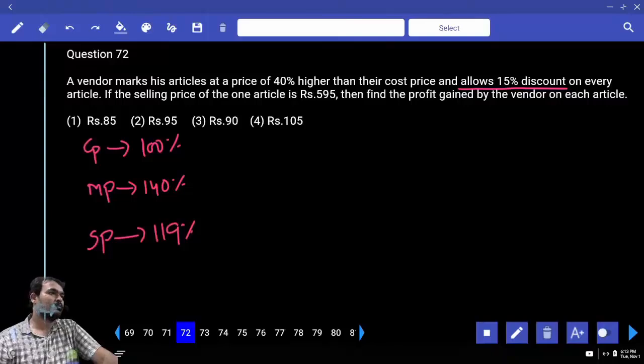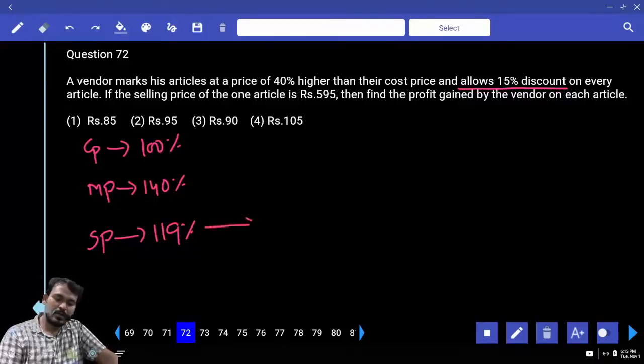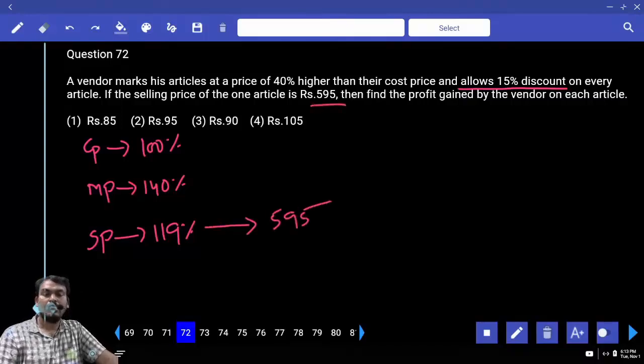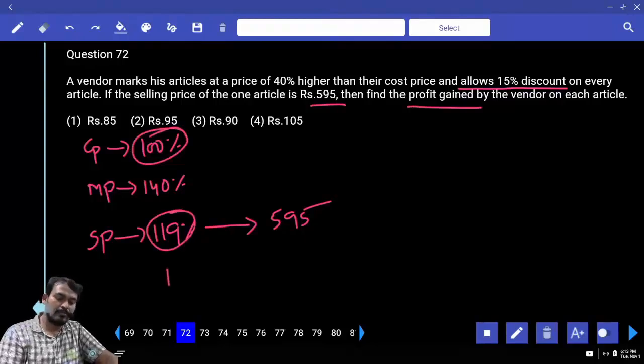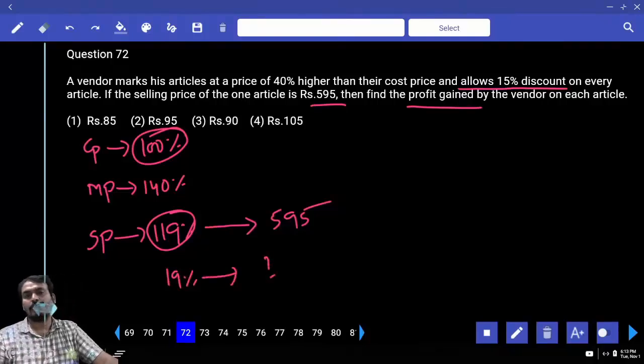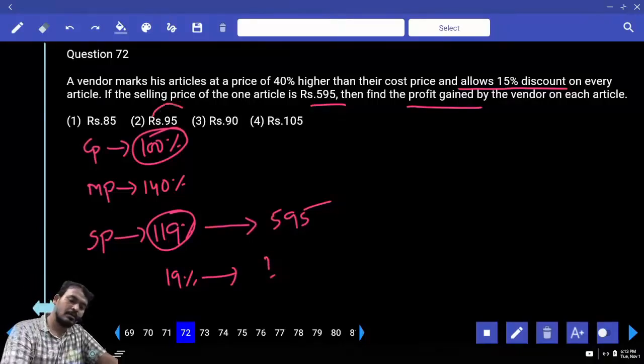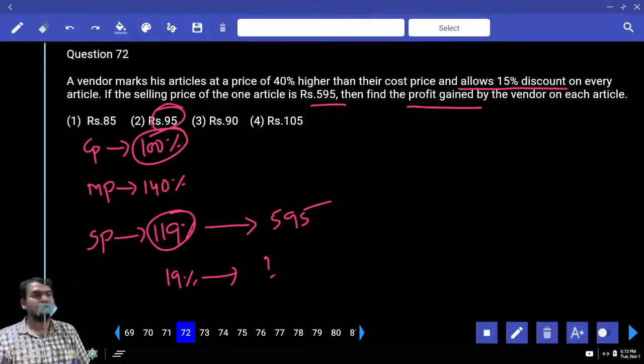Adding or subtracting? Subtracting. Okay. The cost price is 100%, the selling price is 119%. In place of 119%, 595 rupees are given. What is the question here? Profit or loss? Profit. Cost price is 100%, selling price is 119%. What is the profit percent? 19%. So almost 5 times. What is the answer? 95.